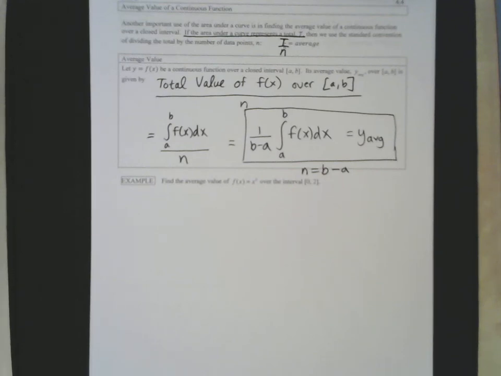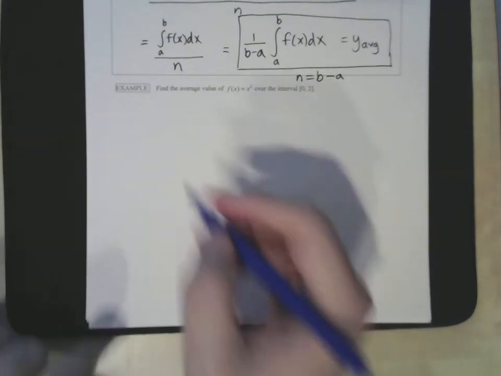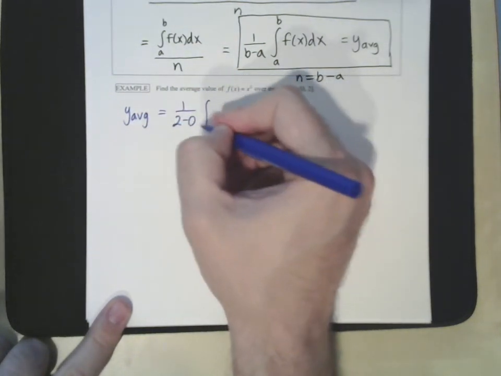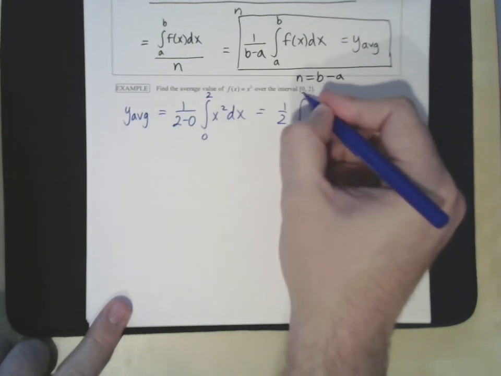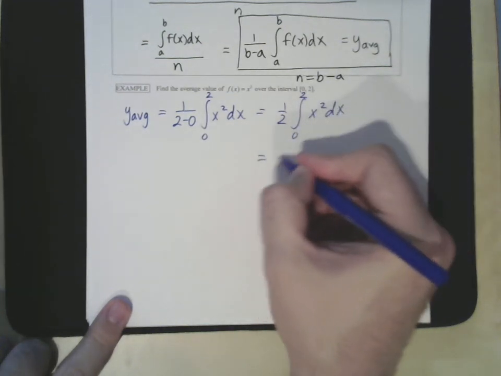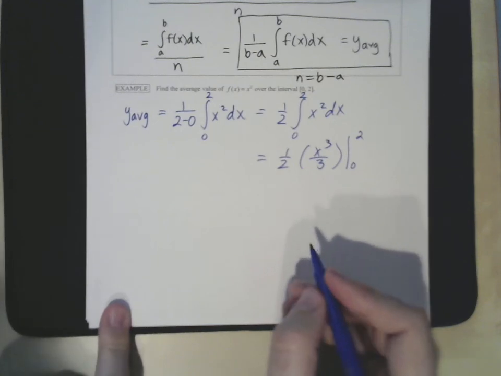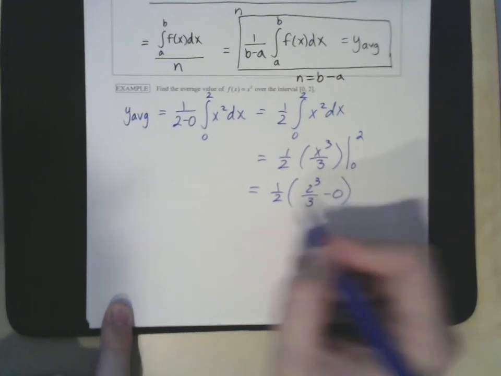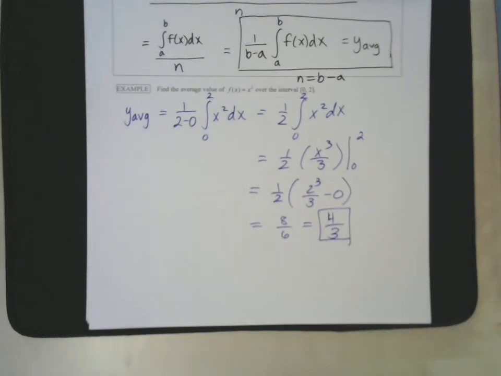So let's try this out in this example. Basic one first. Find the average value of f of x equals x squared over the interval 0 to 2. So our average value of y is going to be 1 over 2 minus 0, b minus a, times the integral from 0 to 2 of x squared dx. This is 1/2 the integral from 0 to 2 of x squared dx, which is 1/2 times x cubed over 3, evaluated from 0 to 2. This equals 1/2 times 2 cubed over 3 minus 0, which equals 8/6, or 4/3 fully reduced. So that is our average value.